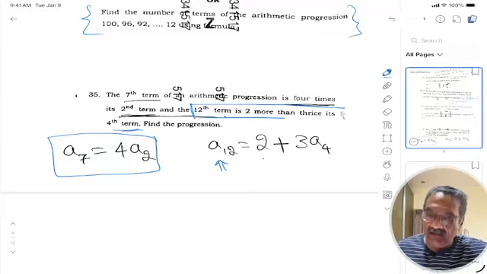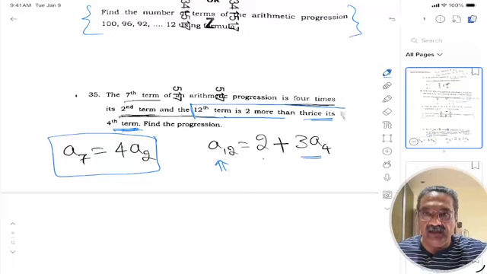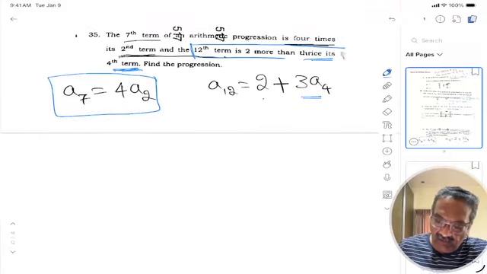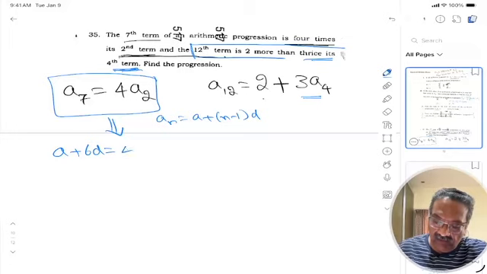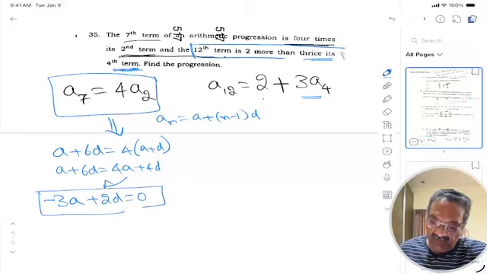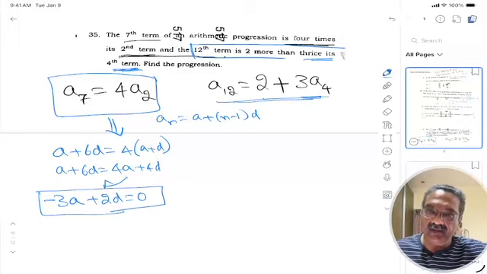The 12th term is 2 more than thrice its 4th term, that is, multiply the fourth term by 3 and add 2 to get a12. We know what is a7, we know an is equal to a plus n minus 1 d. So from this we get a plus 6d is equal to 4 times a plus d, or a plus 6d is equal to 4a plus 4d. If you bring this side, we get minus 3a plus 2d is equal to 0. This is one equation.